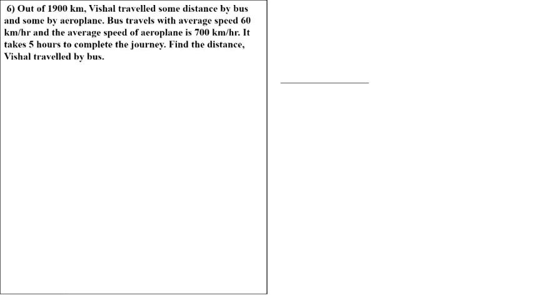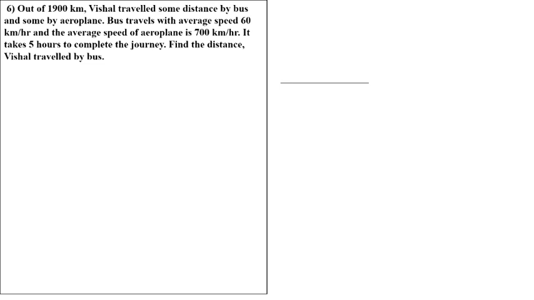Now student, the last question is: out of 1900 kilometers, we shall travel some distance by bus and some distance by aeroplane. Bus travels with an average speed of 60 km per hour and the average speed of the aeroplane is 700 km per hour. It takes 5 hours to complete the journey. Find the distance we shall travel by bus.